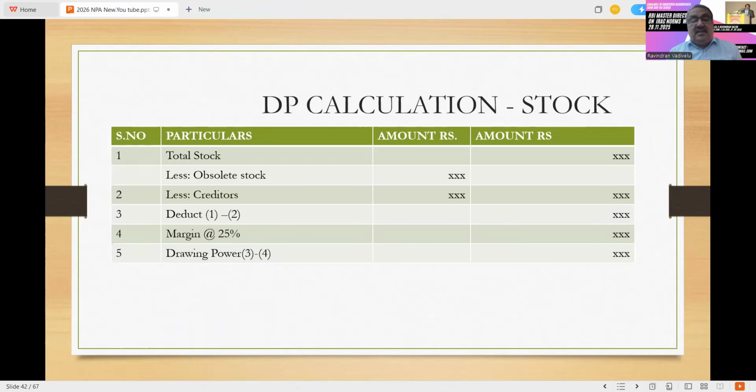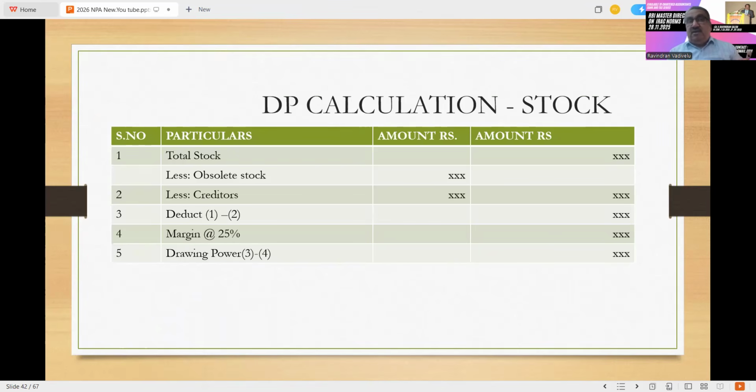Total stock is this, less auxiliary stock, less creditors, less LC stock should be excluded. Point number 3 is the eligible stock, and from that you have to deduct the margin. And that point number 5 is the drawing power. This is with reference to stock.